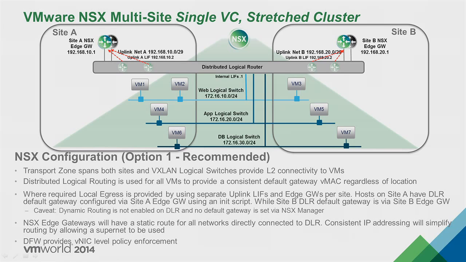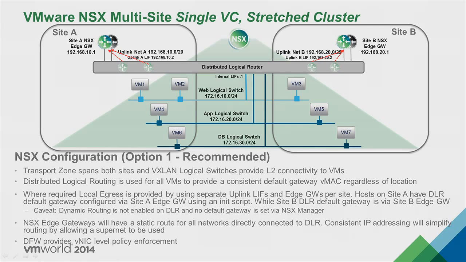But one caveat here is that given that we need to set that gateway using an init script, on the distributed router we cannot enable dynamic routing, and we don't set a default gateway in NSX Manager because we don't want to overwrite that site-specific gateway. Obviously, if you don't have a requirement for local egress, then these requirements go away entirely.